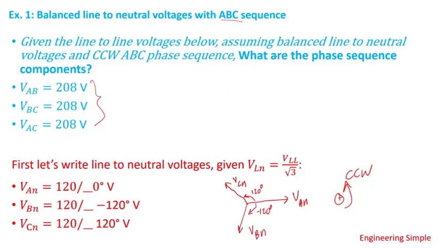Since they are balanced, if I use A as a reference, I'm given at 0 degrees. I know they are apart by 120 degrees. So I'm assuming ABC. So A is here, B will be here, because if I draw a line here, A will cross this line first, then B, then C, and they're apart by 120 degrees.